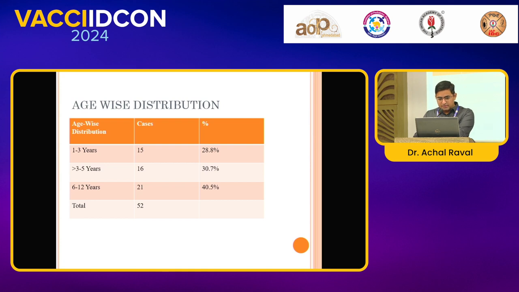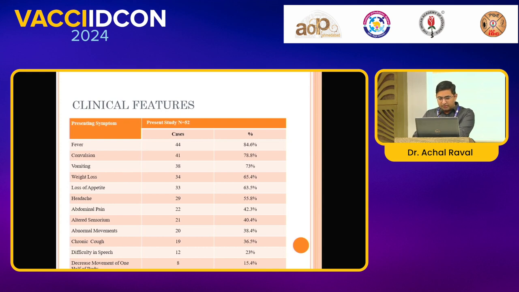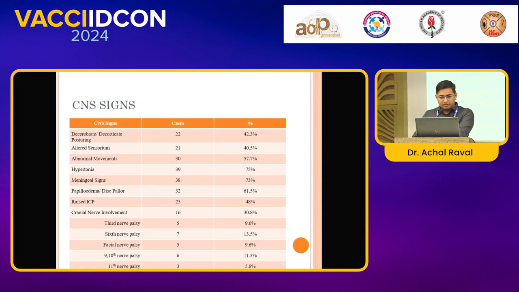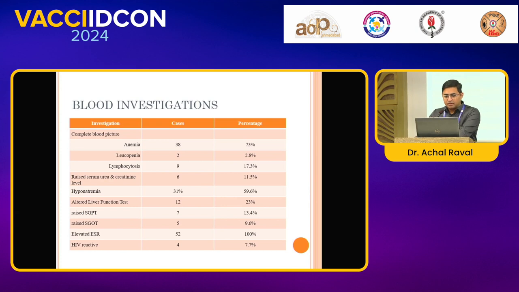As the age advances, the number of patients diagnosed with TBM is more. The most common group is 6 to 12 years, followed by 16 in the 3 to 5 years, and followed by 1 to 3 years. Fever, convulsion, and vomiting are the most common presentations in these children. The most common CNS signs are hypotonia, abnormal movements, and meningeal signs. 73% of patients were diagnosed with anemia, and ESR was elevated in 100% of patients.